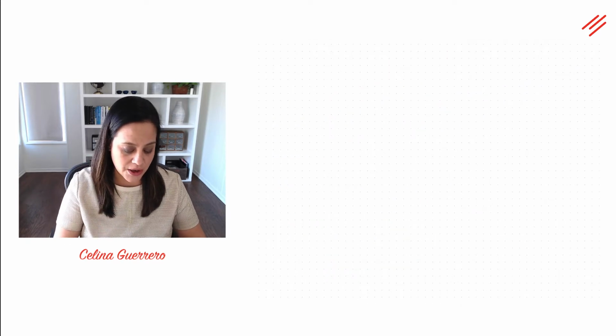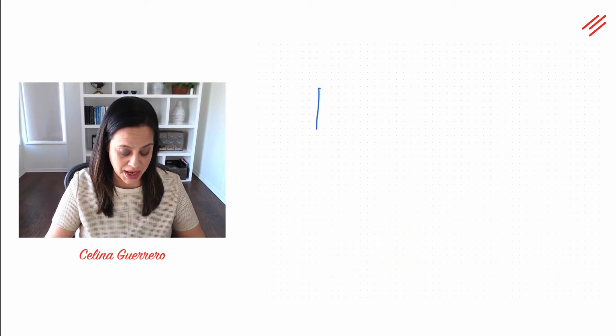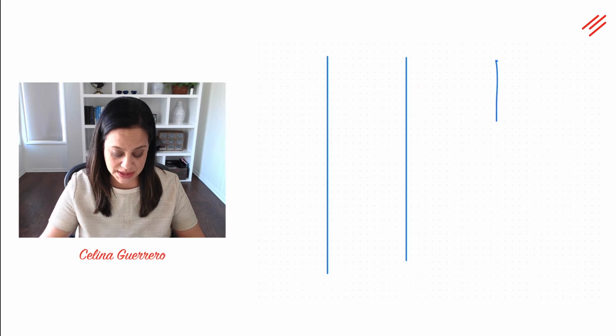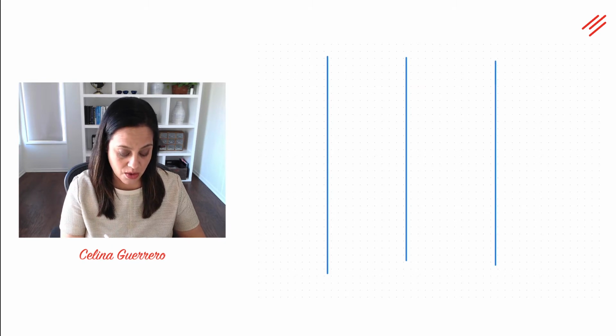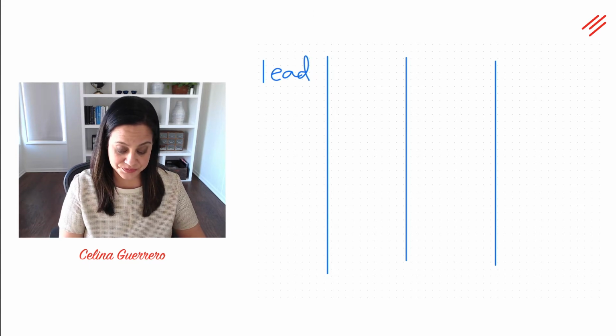So we're going to talk about 4 stages in this pipeline. And the first one is basically a lead. You have probably heard this word before, a lead. A lead is someone who, as we say, knows you. They come to know you in some way.